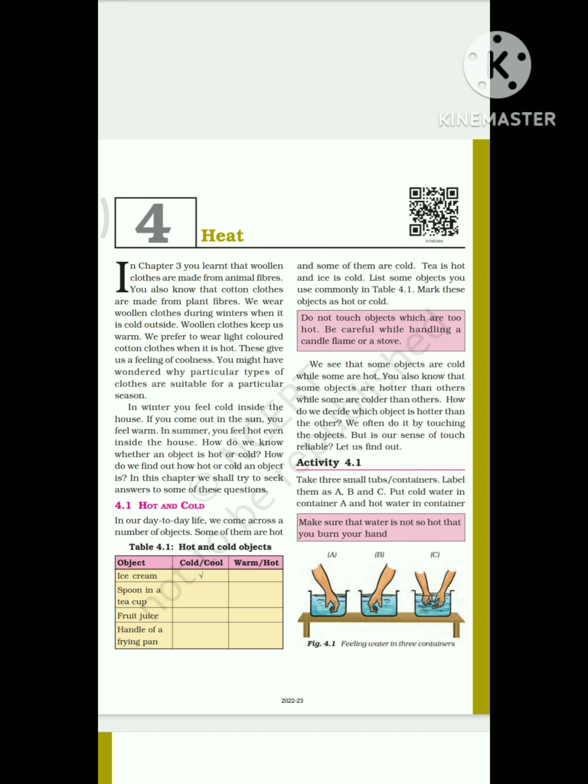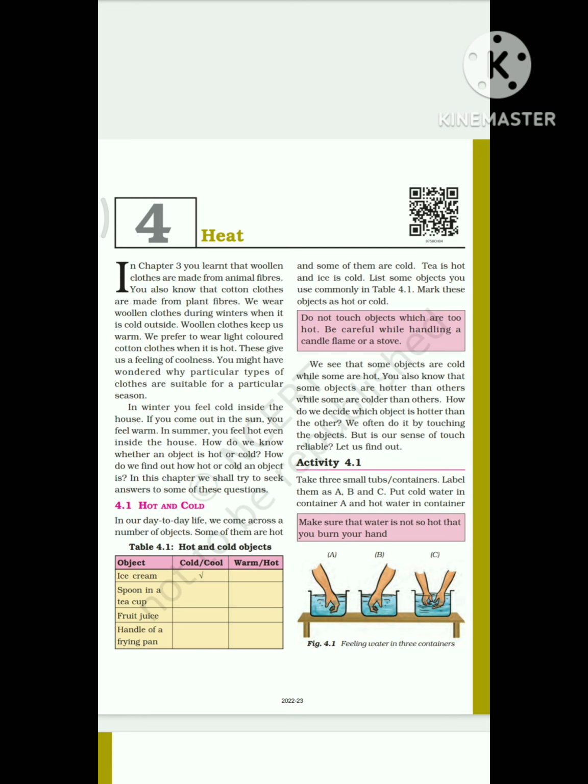In our day-to-day life, we come across a number of objects. Some of them are hot and some of them are cold. Tea is hot and ice is cold. List some objects you use commonly in table 4.1. Mark the object as hot or cold.